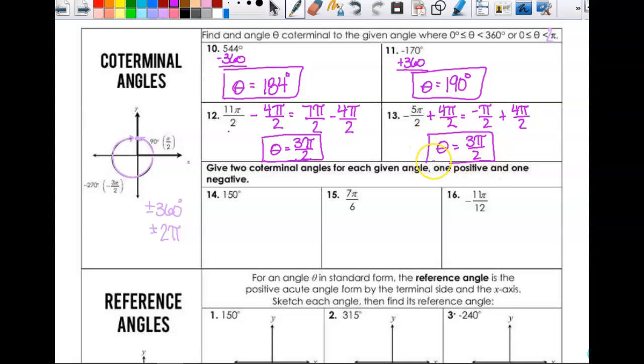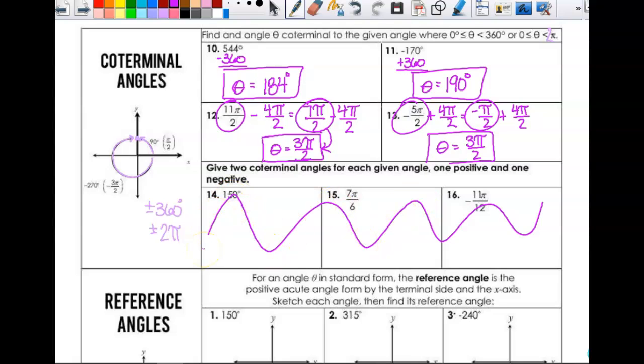Because not only were these three angles here and this one coterminal, but this one and this one is as well. All those angle measures land you in the same spot. It's just a different way to get there. Okay? What questions do you have? We good? All right. Then we're not going to do this part because we don't need to do that.